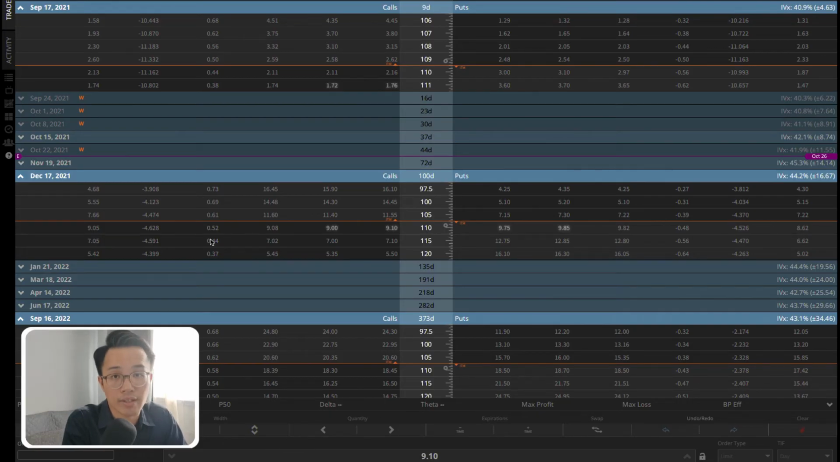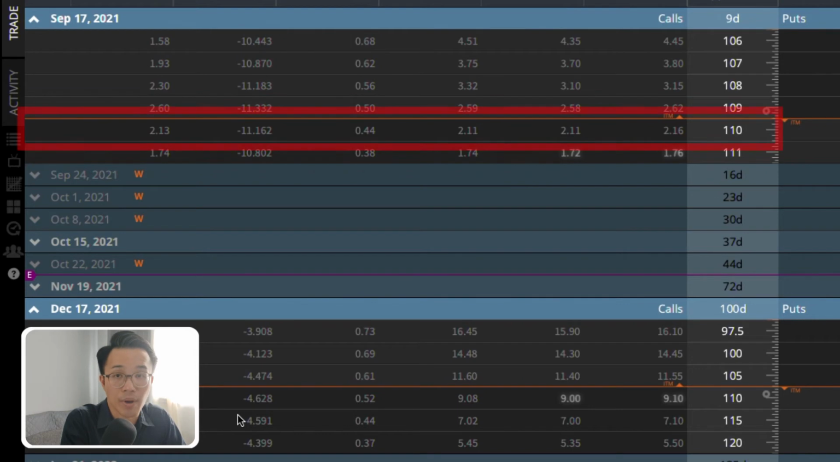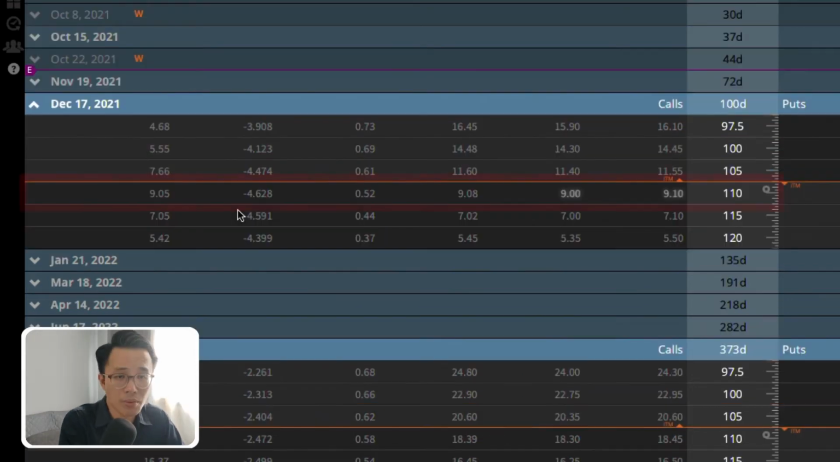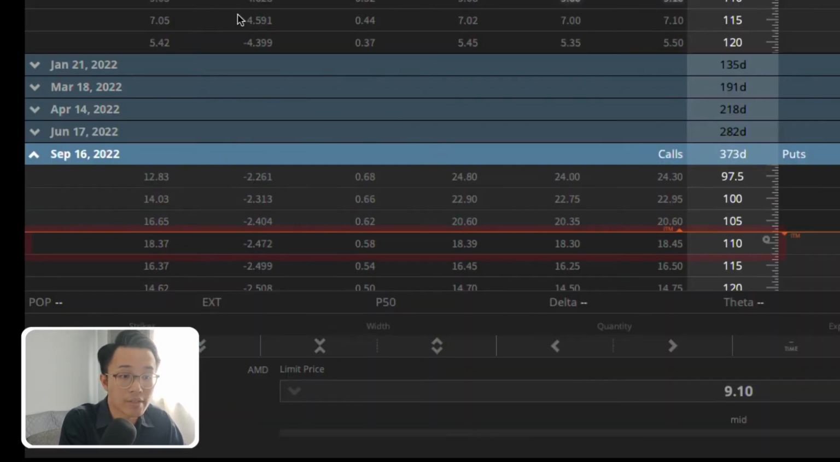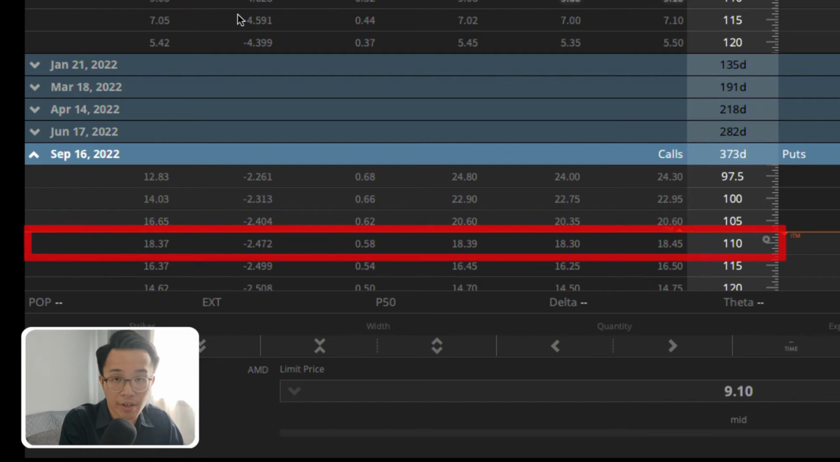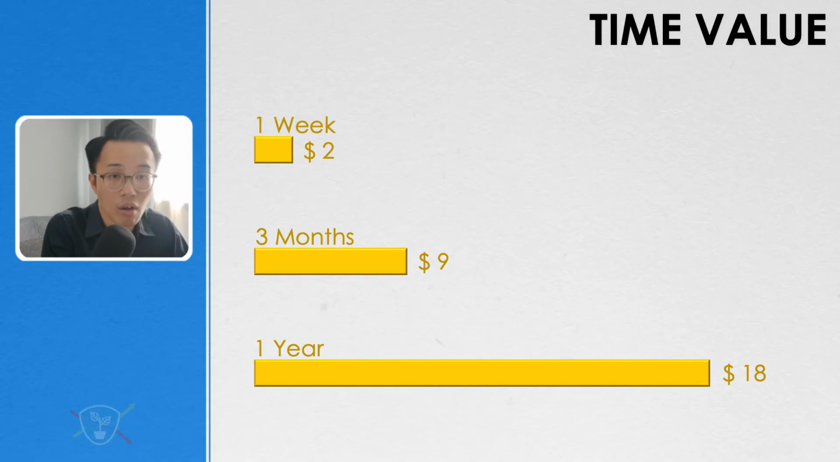So let's look at the options with a strike price of $110. The option that is going to expire in 9 days is worth $2. The option that is going to expire in 3 months is worth $9, whereas the option that's going to expire 1 year from now is worth over $18. So the longer time is given for my thesis to be correct, the more expensive the options are going to be.